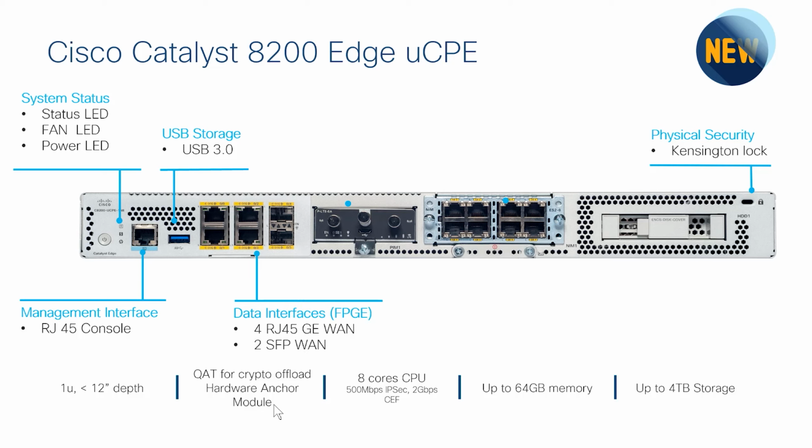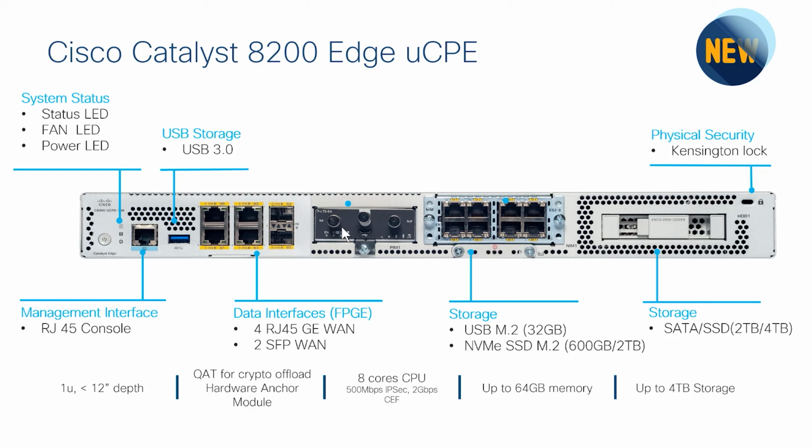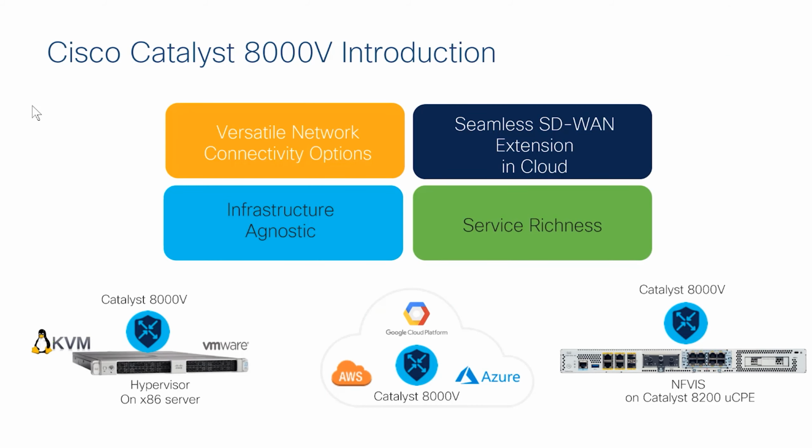2 of them are SFP capable. It includes a pluggable interface module form factor for LTE, and it's also ready for 5G in the future. It has M.2 storage up to 2 terabytes of capacity, with a small form factor pluggable drive that can go up to 4 terabytes. And unlike many other uCPEs in the market, this platform has a NIM slot that allows for non-Ethernet types of connectivity options, like again LTE or DSL, T1/E1, or additional Ethernet switch ports. It is powered by NFVIS as the host OS that provides the hypervisor abstraction to host the virtual network services.